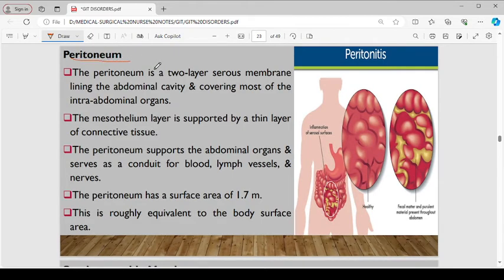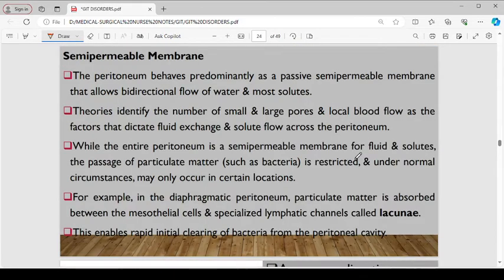So we have the peritoneum. This is a two-layer serous membrane that normally lines the abdominal cavity. It also covers most of the intra-abdominal organs. We have the mesothelium layer, which is supported by a thin layer of connective tissue. The peritoneum supports the abdominal organs and serves as a conduit for blood, lymph vessels, and nerves. Infections of the peritoneum can lead to peritonitis, where we have fecal matter and purulent material present throughout the abdomen. You could compare this to the normal, healthy one.